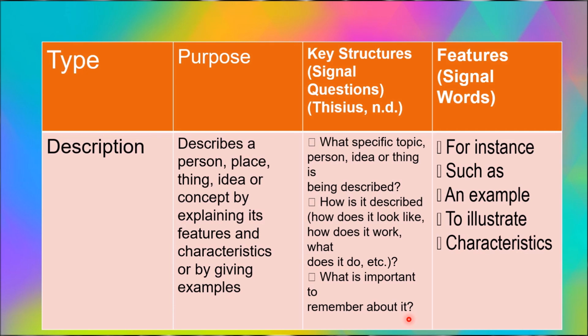So how about the signal words or the features? For instance, such as, an example, to illustrate, characteristics. When the purpose is to describe a person or a thing or idea, this is the description or descriptive type. Okay?